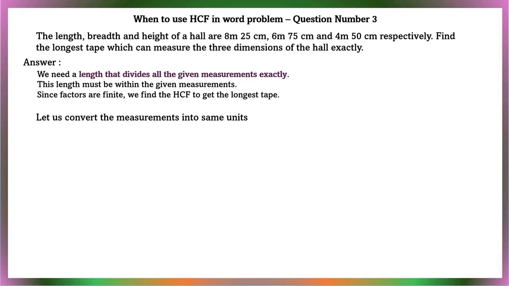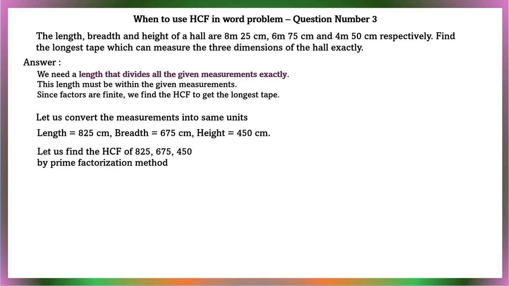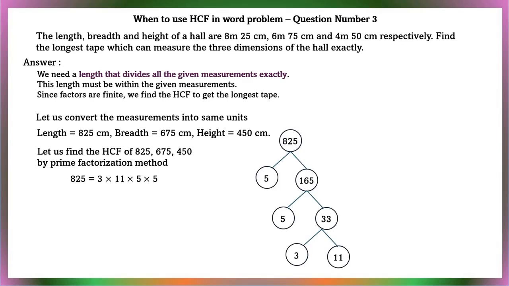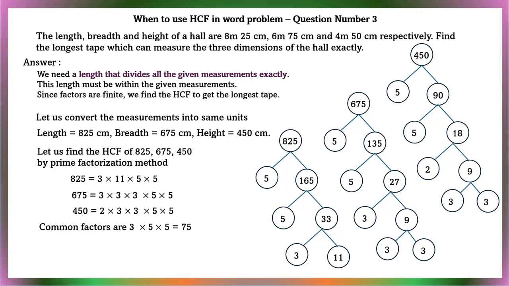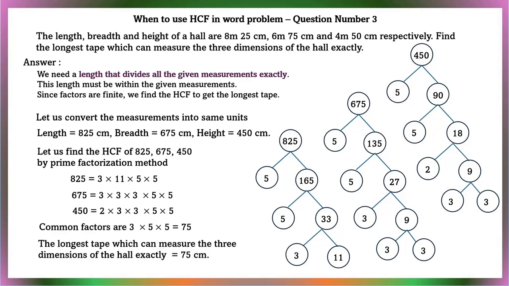Let us convert the measurements into the same units. Length is equal to 825 centimeters, breadth is equal to 675 centimeters, height is equal to 450 centimeters. Let us find the HCF of 825, 675 and 450 by the prime factorization method. By using the factor tree method, we can find the HCF, that is 75 centimeters. The longest tape which can measure the 3 dimensions of the hall exactly is 75 centimeters.